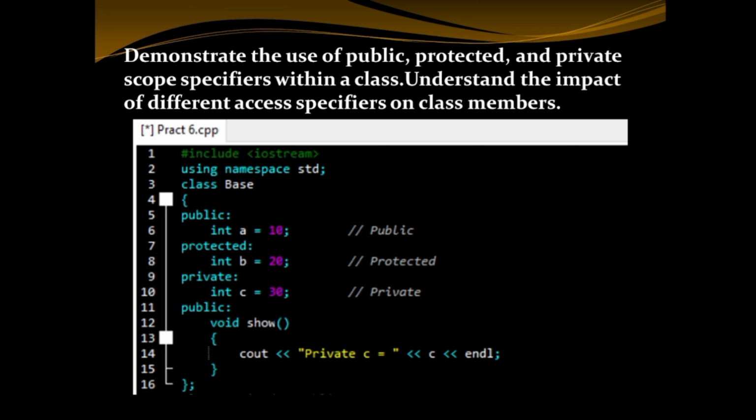So we have public void show(), which prints private c = c. Show is basically a public function. It prints the private variable c. Since c is private, we use a function to access it.